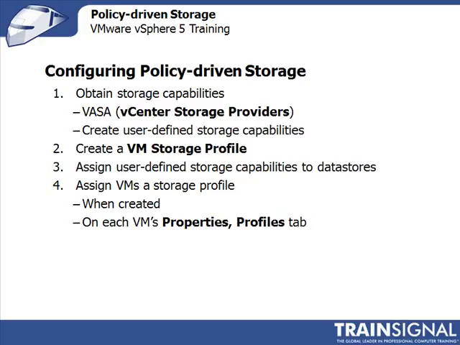So the first thing you would want to do is obtain storage capabilities. And if you're not doing it through VASA, your vCenter Storage Providers option, then you would want to create user-defined storage capabilities. From there, you would create a virtual machine storage profile, and then you would assign user-defined storage capabilities to data stores. Again, if you're not using VASA, because if you're using VASA, those data stores should actually already know their capabilities.